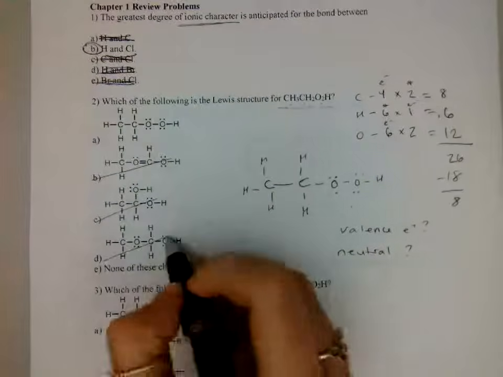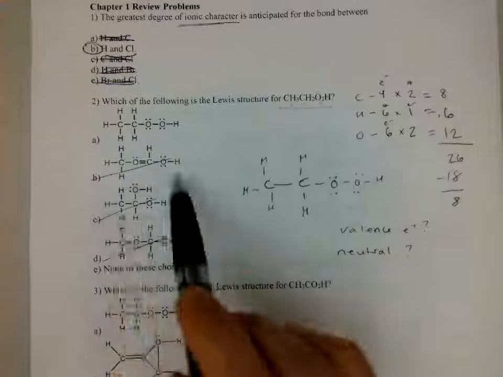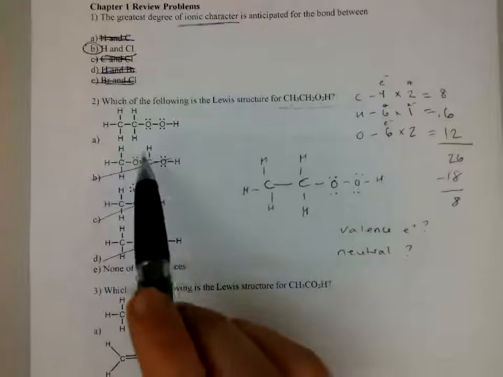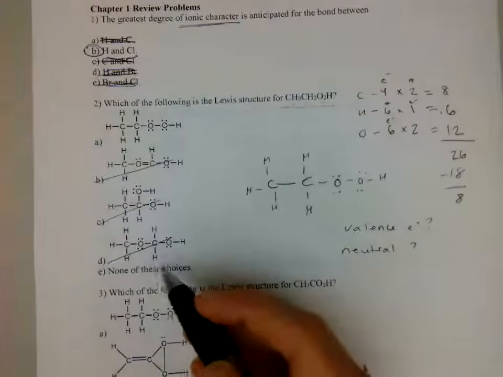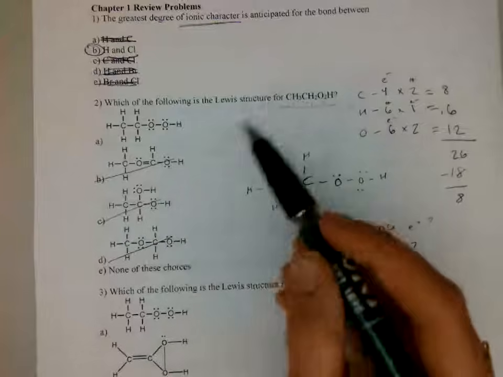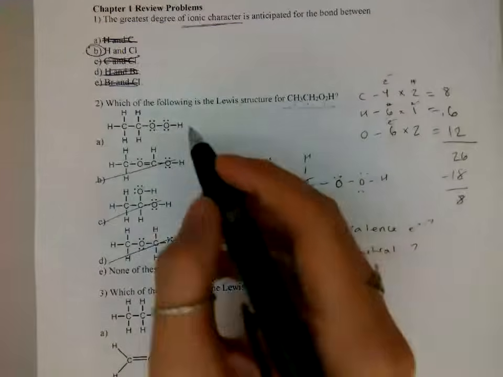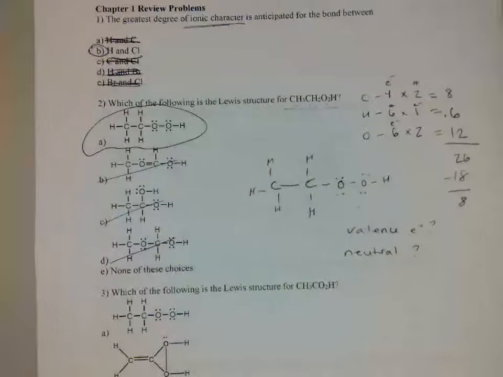And when you're going through problems like that, you can look and eliminate, just to narrow down your answer choices, any that have too many valence electrons, like if there's 10 or 12 around one atom, or if there's a charge in the structure, even though there's not a charge when they gave you the structure, if that makes sense. So the right answer choice here is A.